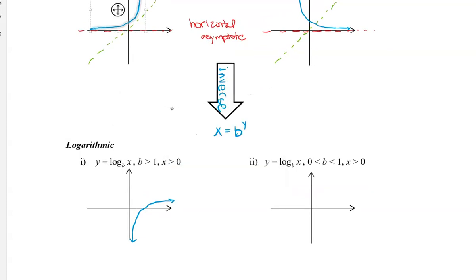So if this point here was (0, 1), this point down here will be (1, 0). And then for the second graph, where the base is between 0 and 1, we're going to get a graph that looks like this. And this point here will be (1, 0), because the original point here was (0, 1), and all the points get swapped. Also, instead of having the horizontal asymptote, I'm now going to have a vertical asymptote.